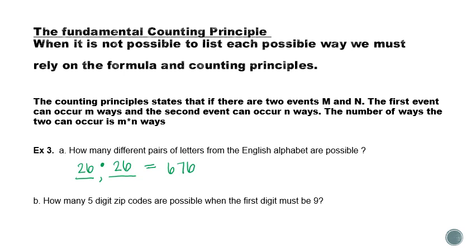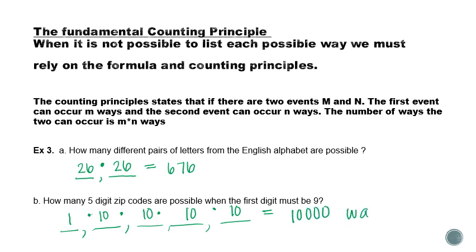Okay, then the next one says how many 5-digit zip codes are possible when the first digit must be 9. So we have 1, 2, 3, 4, 5. Okay, so for our first digit, we only have one choice there. It has to be 9. Then for our second digit, we have 0 through 9, which is actually 10 digits. And then same thing for the other ones. So if we multiply all these out, we get 10,000 ways.